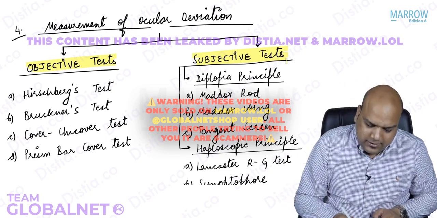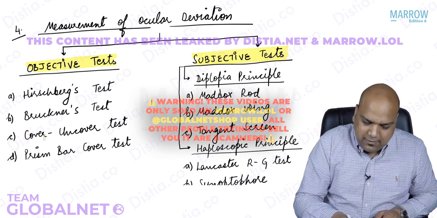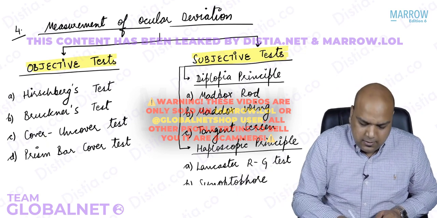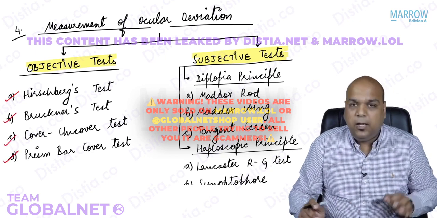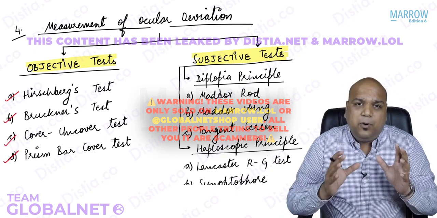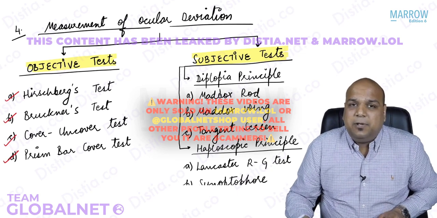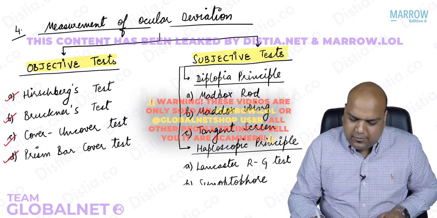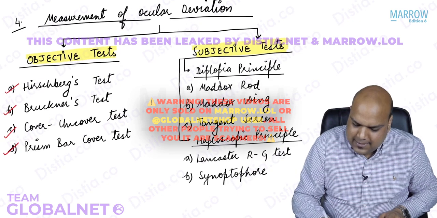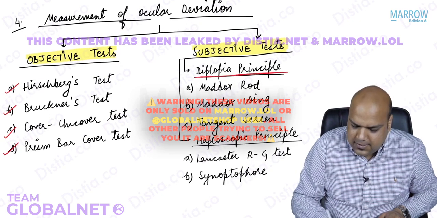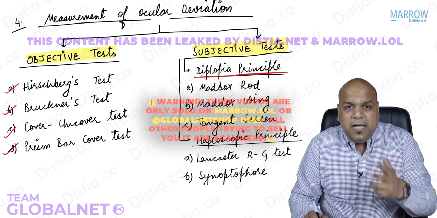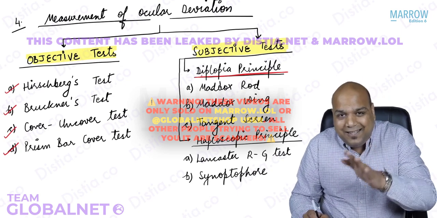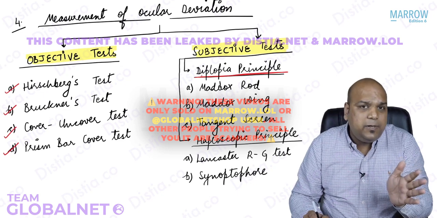Now, objective tests, there are 4 important tests that we will discuss in detail. Number 1, Hirschberg test. Number 2, Bruckner's test. Number 3, cover uncover. And number 4, prism bar cover. A very important battery of tests in our examination of squint. Subjective tests can be based on 2 principles as listed on your screen. The diplopia principle. That means these tests induce dissociation of images leading to diplopia, and hence we are able to test whether the patient has squint or not.